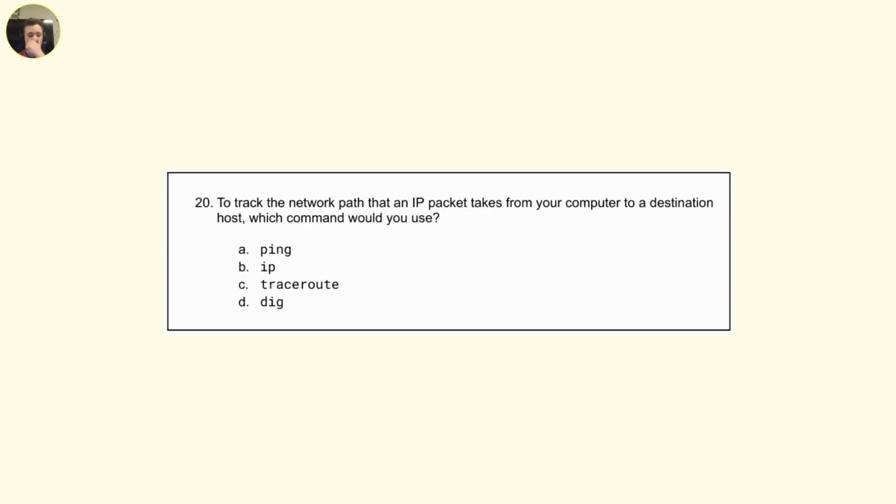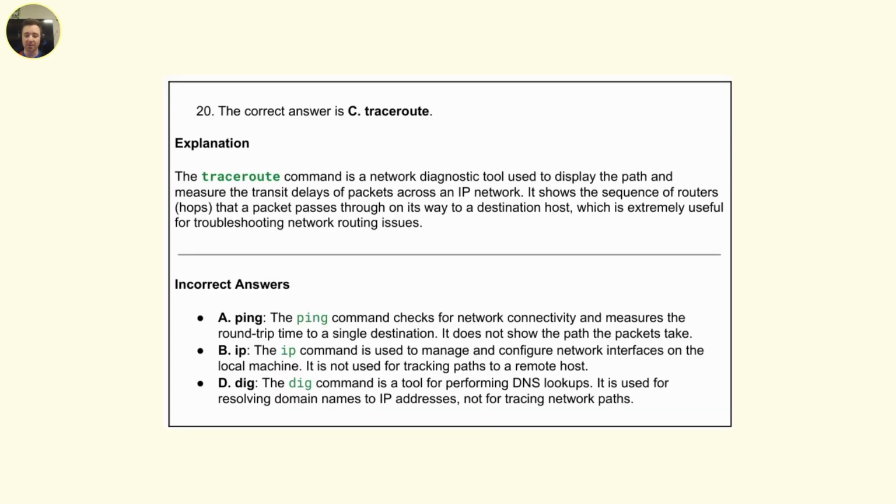Okay. Next question reads, to track the network path an IP packet takes from your computer to a destination host, which command would you use? Is it A, ping, B, IP, C, traceroute, or D, dig? Pause the video if you need more time, but your answer is coming in 3, 2, 1. It is, of course, C, traceroute. I'm sure we all got that one right. Guys, we know what traceroute does by now.